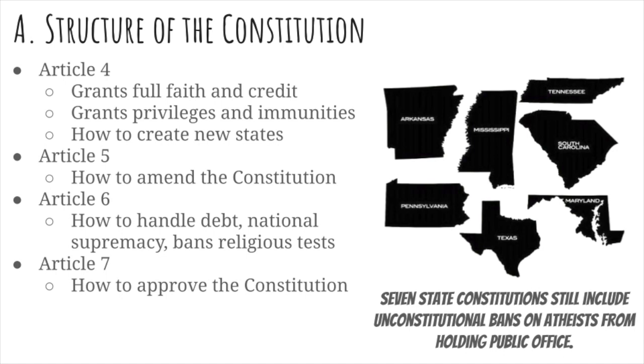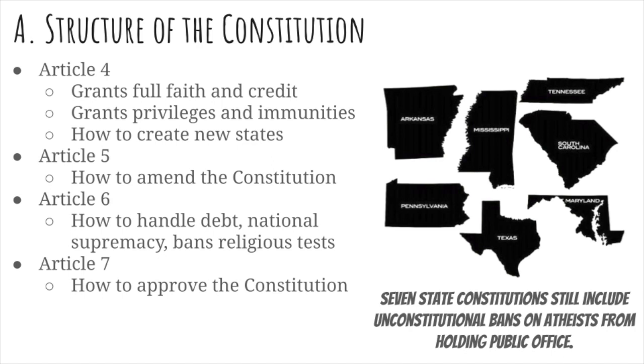The concept of privileges and immunities is somewhat related to the concept of full faith and credit. What privileges and immunities refers to is that basically states cannot discriminate against citizens that are from out of state. So it basically protects individual rights as citizens travel from one state to another. It also guarantees the right of interstate travel. Article 5 deals with how to amend the Constitution. We're going to go over that in detail in 1.8.